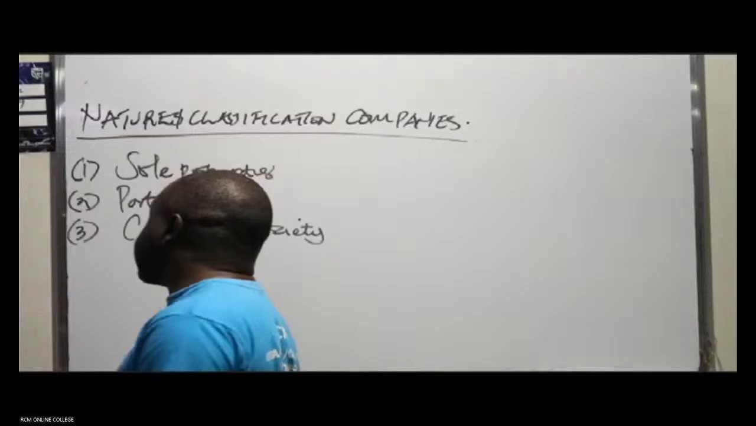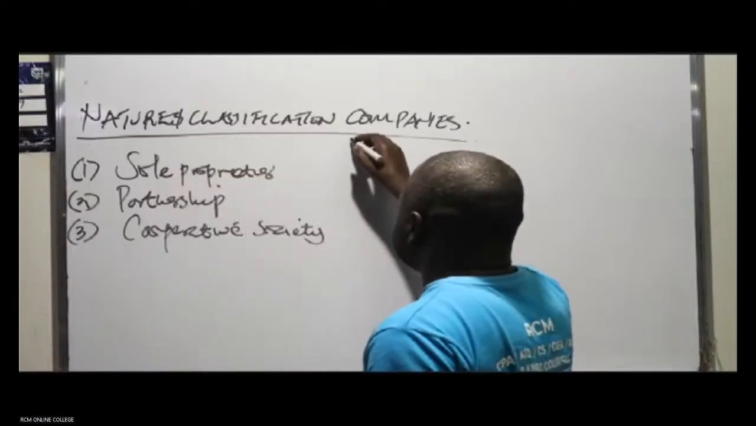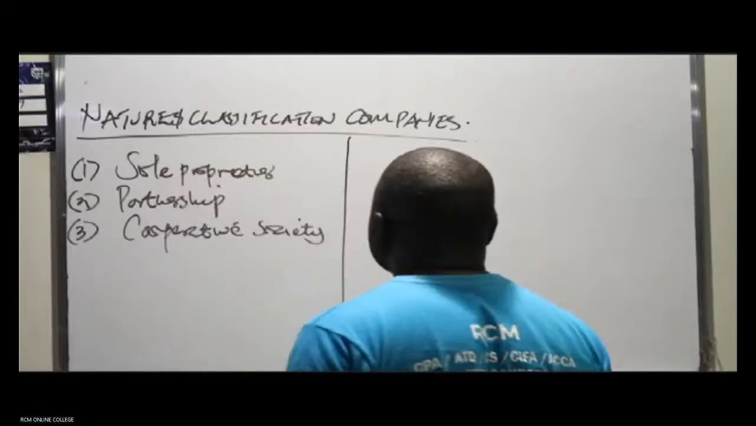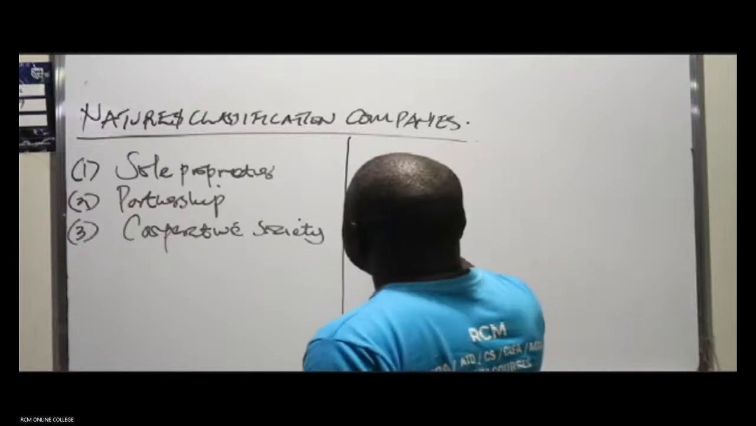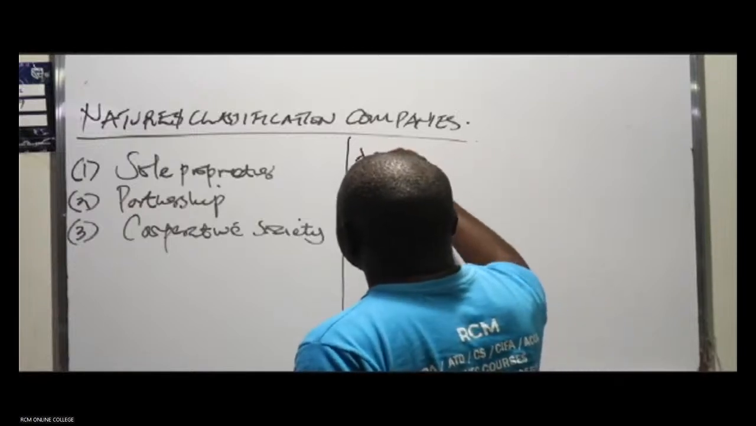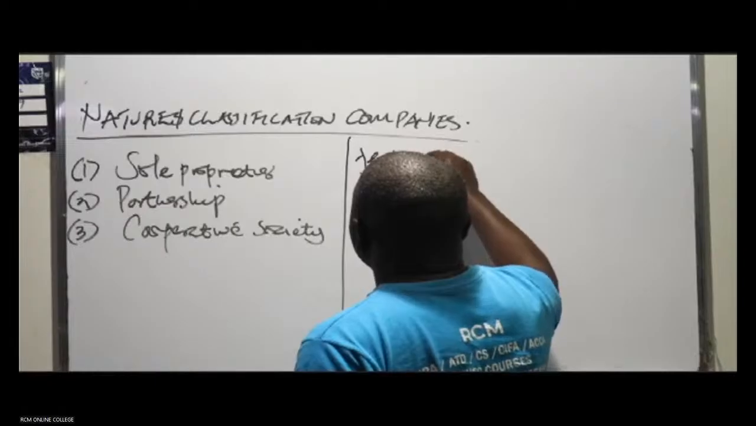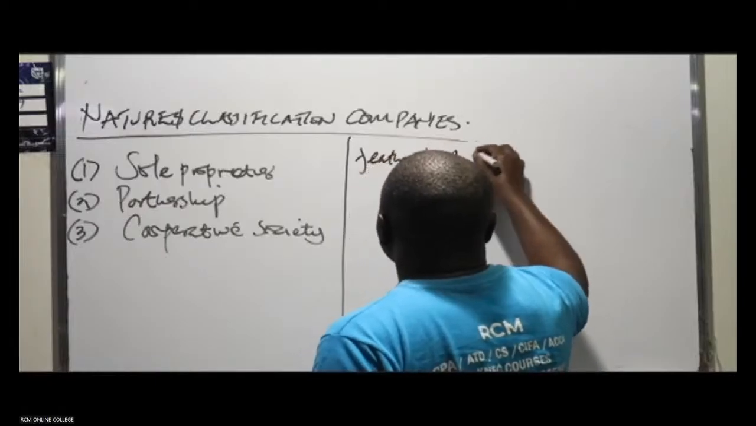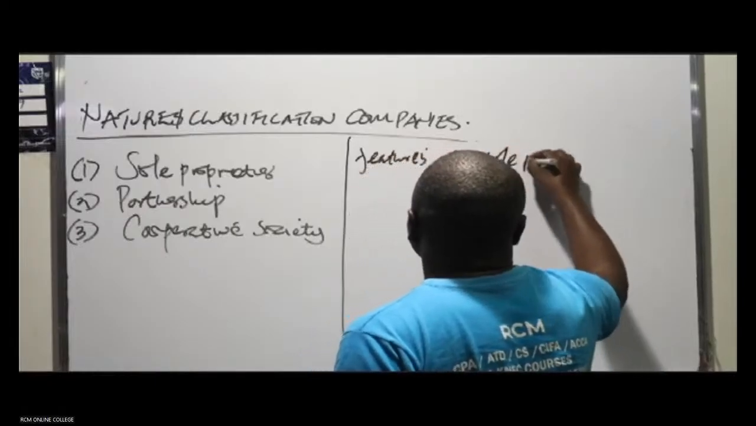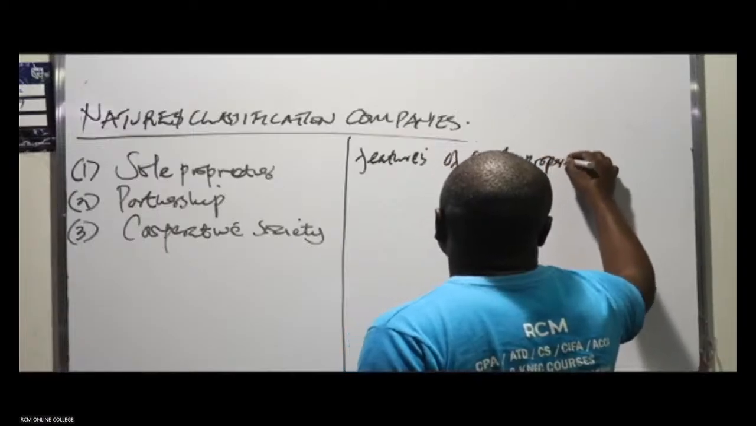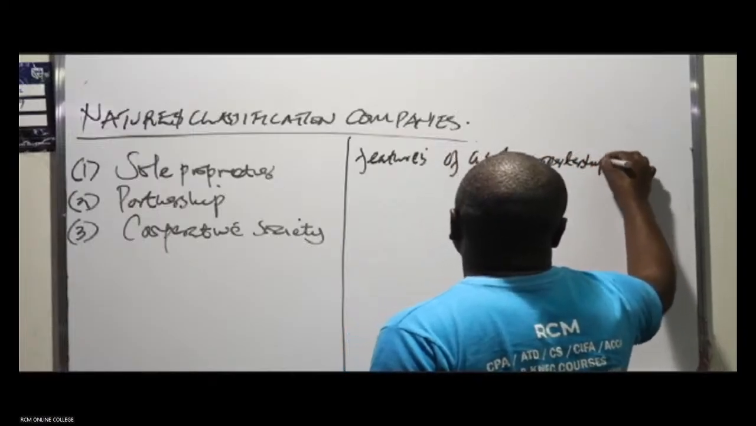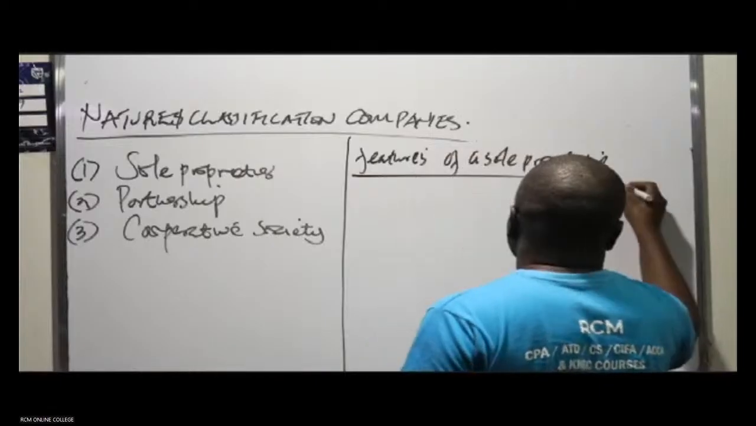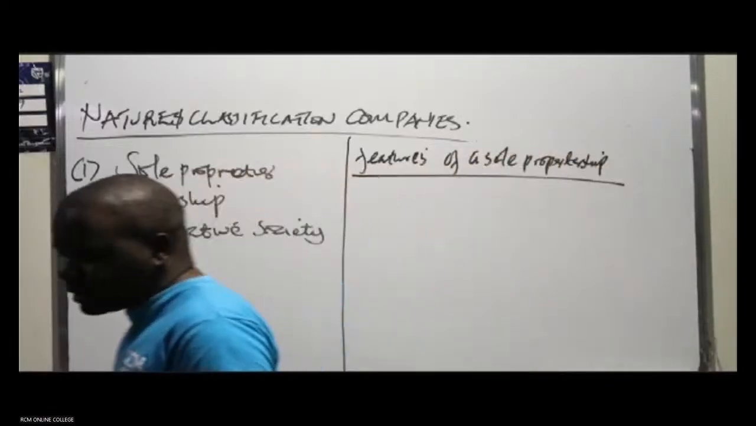For example, if I ask what are the features or characteristics of a sole proprietor, you can indicate them there in the chat. What are the features of a sole proprietorship form of business? What do you know about a sole proprietorship form of business?